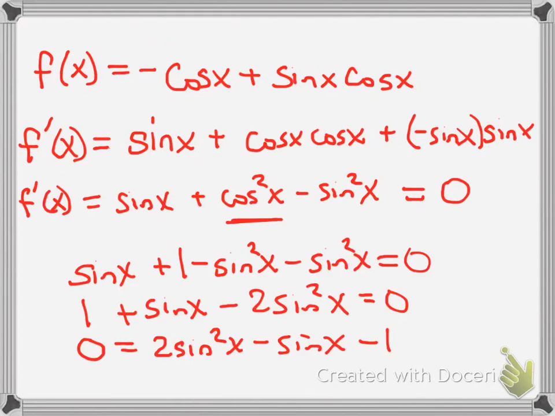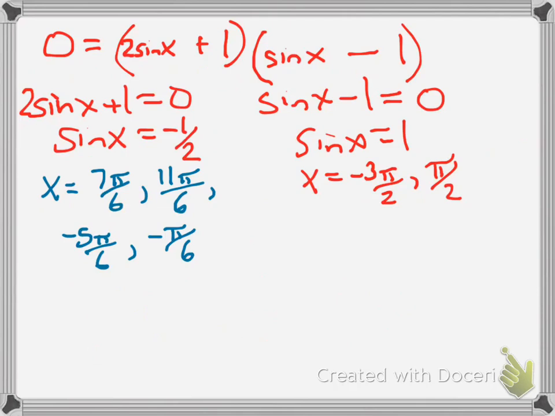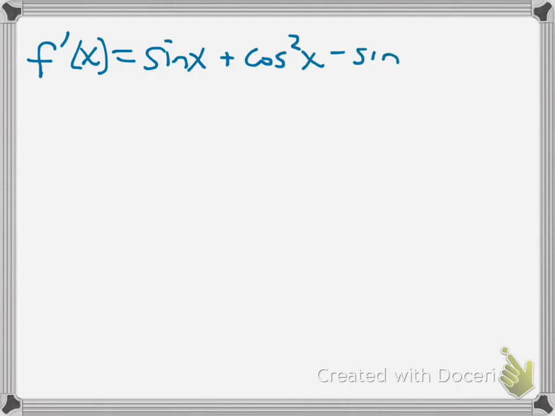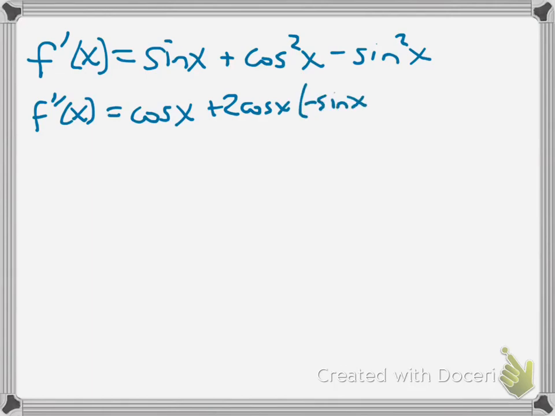So let's go back over here for a moment. There was our first derivative, so just getting that in mind, and we'll probably need that later, so that's why I put it there, but we'll come back to it. So f prime of x was sine of x plus cosine squared x minus sine squared x. And so the second derivative would be cosine of x, and then we're going to have plus 2 cosine of x times negative sine of x.